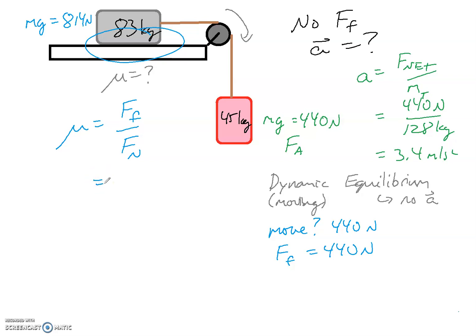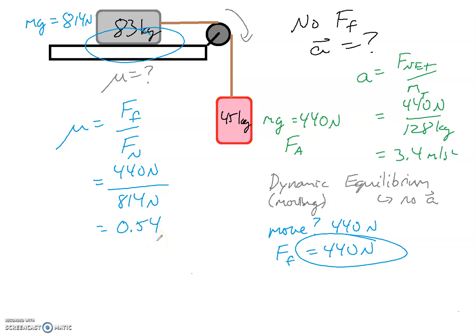All right, so let's piece things together. For the coefficient, I need the friction. Well, I figured out the friction has to be 440 newtons. The normal force has to be 814 newtons, so I just have to divide those two out. 440 divided by 814 is going to give me a coefficient of about 0.54. And remember, there are no units for the coefficient of friction, it's just a ratio of the forces. The units actually cancel out.